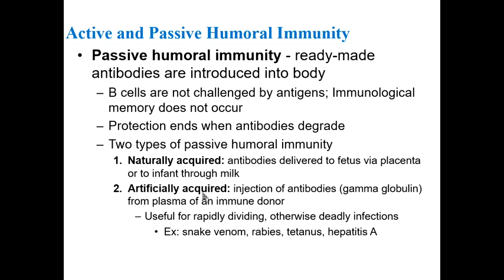Artificially acquired passive humoral immunity is when antibodies are simply injected into a person. Typically, this is not ideal. Typically, this causes an immune reaction. However, usually this artificially acquired route is taken in emergency situations like snake venom, rabies, tetanus, hepatitis A, for example. So this is not a route you would really want to take unless you had to, because you'd take an allergic reaction over something fatal, of course.